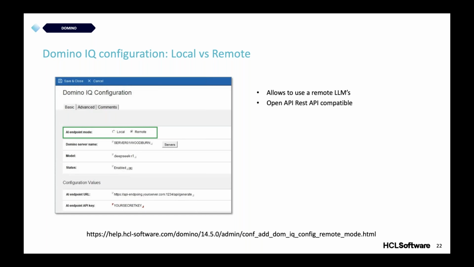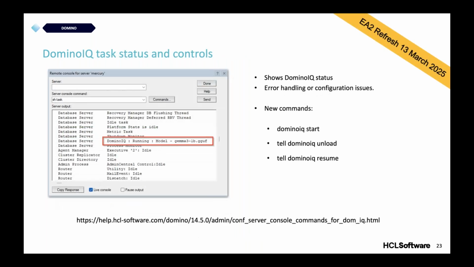All right, there is one more topic I'll need to mention, and that is the Domino IQ task status. If you do a show task on your server console, you'll see Domino IQ running, model loaded, and you'll see the model name. There are a few new commands that were introduced for situations where you want to change the model that you are running on. So please take a look at the documentation if you want to set this up. I just want to mention this as this was new in a recent release.